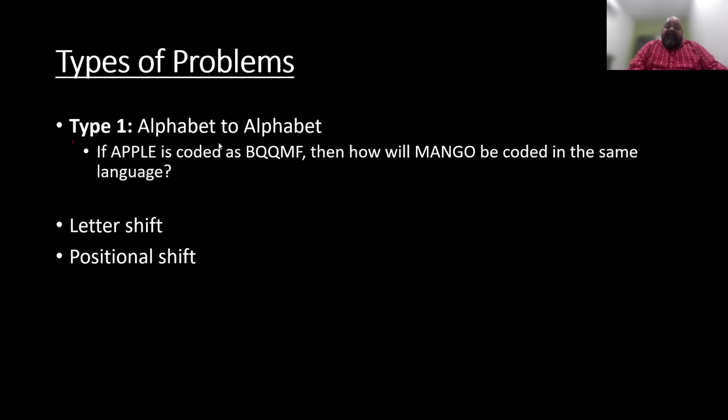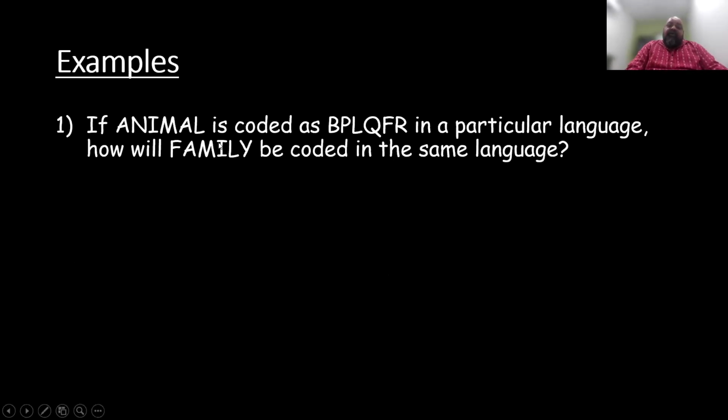If you look at a few examples for coding decoding, look at this one. I need answers here now. ANIMAL is coded as BPLQFR. What will be the code for FAMILY?